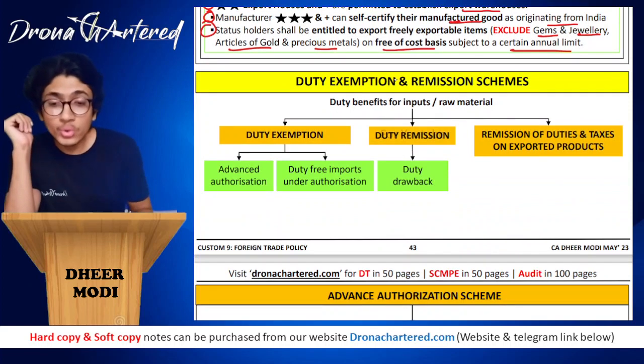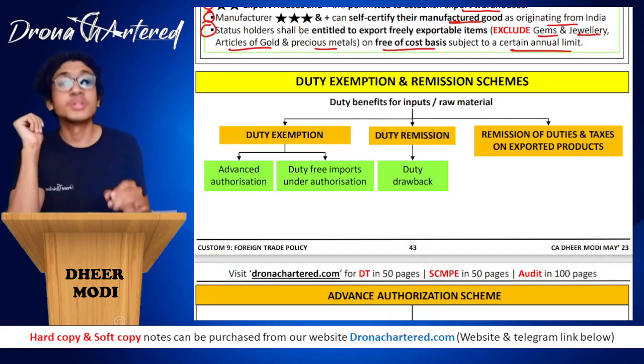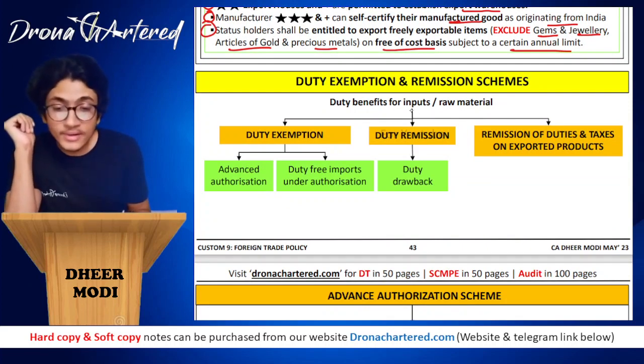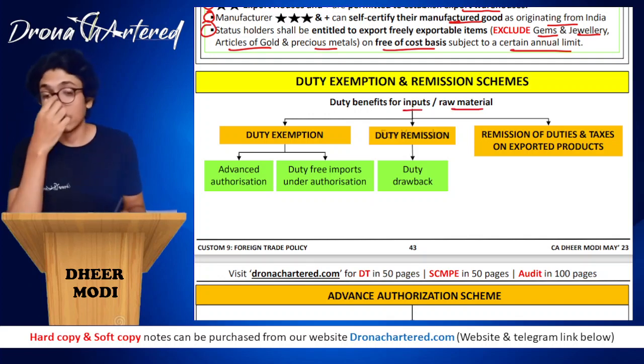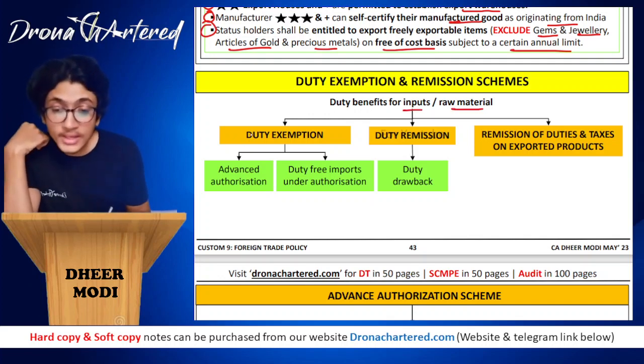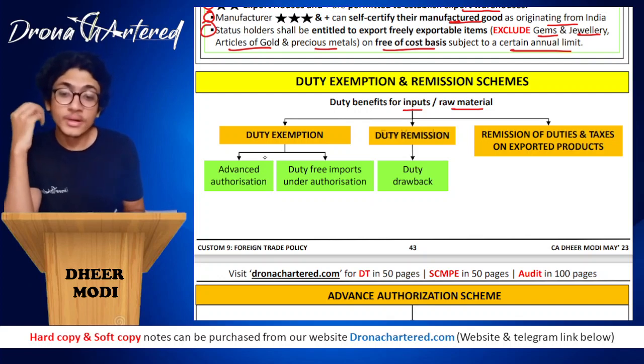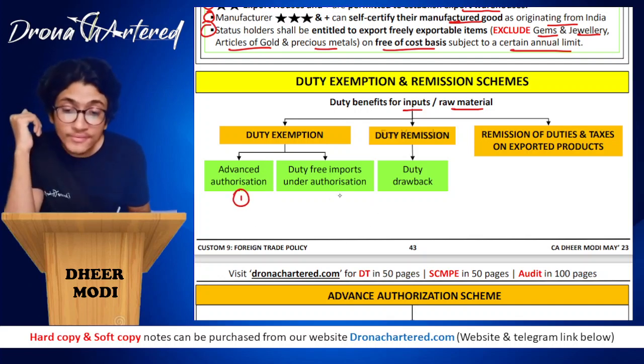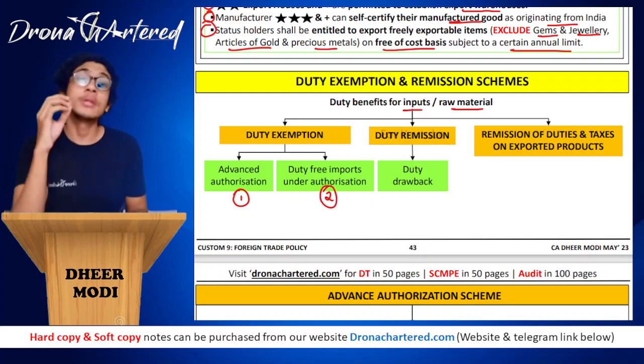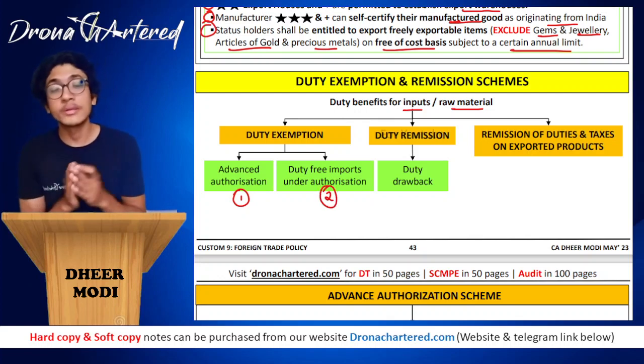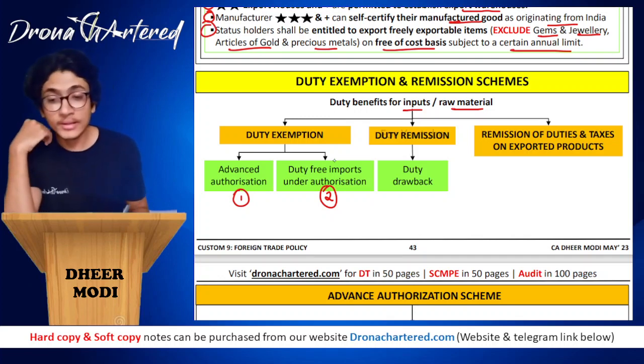Next is your duty exemption and your remission scheme. So your duty benefits for inputs and raw material. Okay, so this is your first. So duty exemption will be under 2 cases. First is your advanced authorization, and second is duty free imports under authorization. That means these imports are of course not subject to duty itself because they are under authorization. So this is your case of duty exemption.